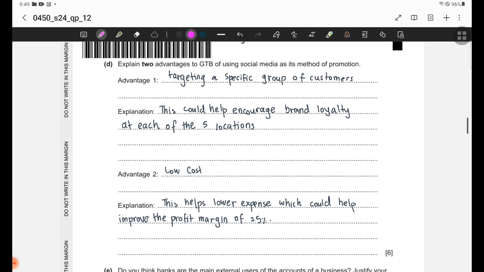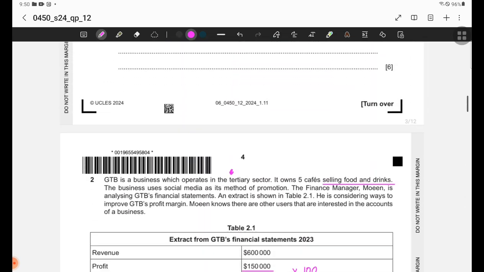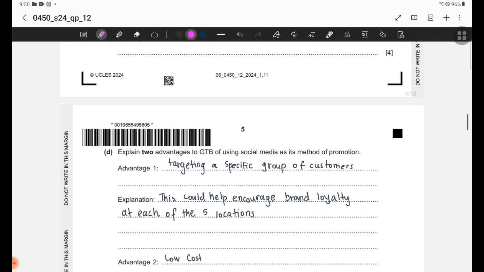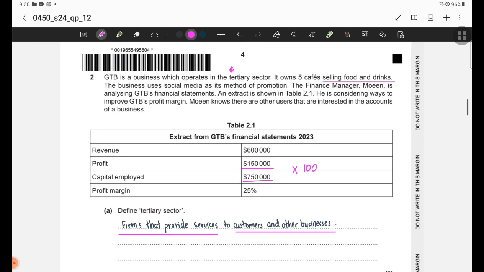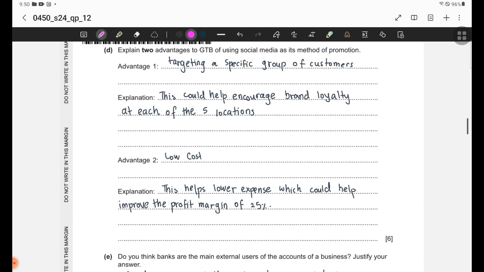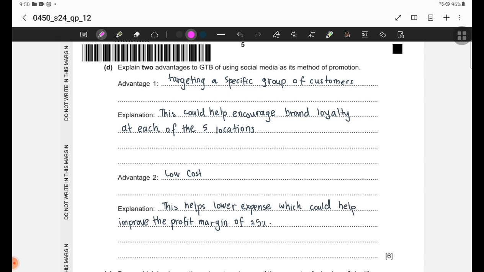Okay, so the first advantage that I chose is targeting a specific group of customers, which means basically the niche market. When you advertise using social media, you can easily choose who your audience are. Sorry, I think I got mistaken. I got carried away. Okay, so this is not a niche market. My brain was still with the previous question. So please forget about the niche market. We're talking about GTB now, okay? So targeting a specific group of customers.